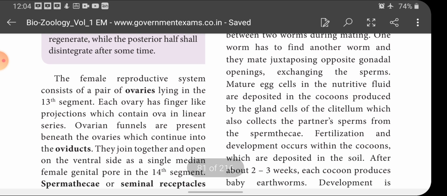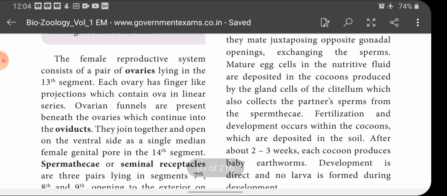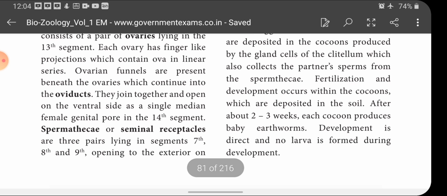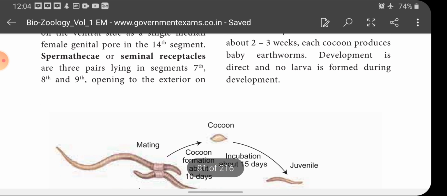Mature egg cells in the nutritive fluid are deposited in the cocoons produced by the gland cells of the clitellum, which also collect the partner's sperm from the spermatheca. Fertilization and development occur within the cocoons, which are deposited in the soil. After about 2 to 3 weeks, each cocoon produces a baby earthworm. Development is direct and no larva is formed during the developmental stage. That's it.